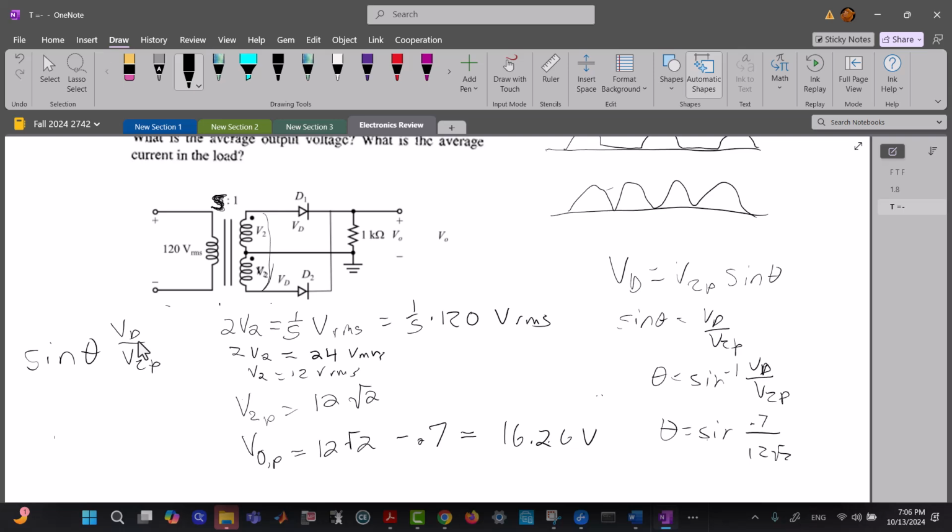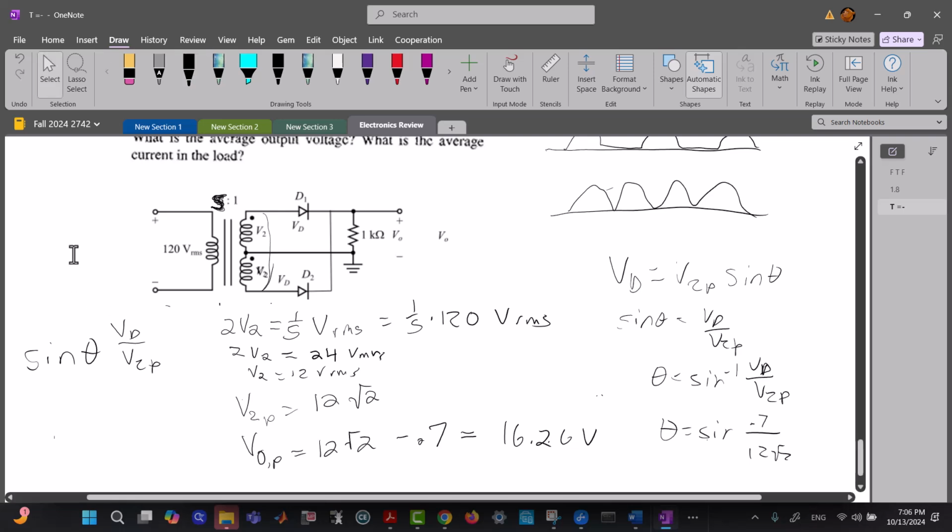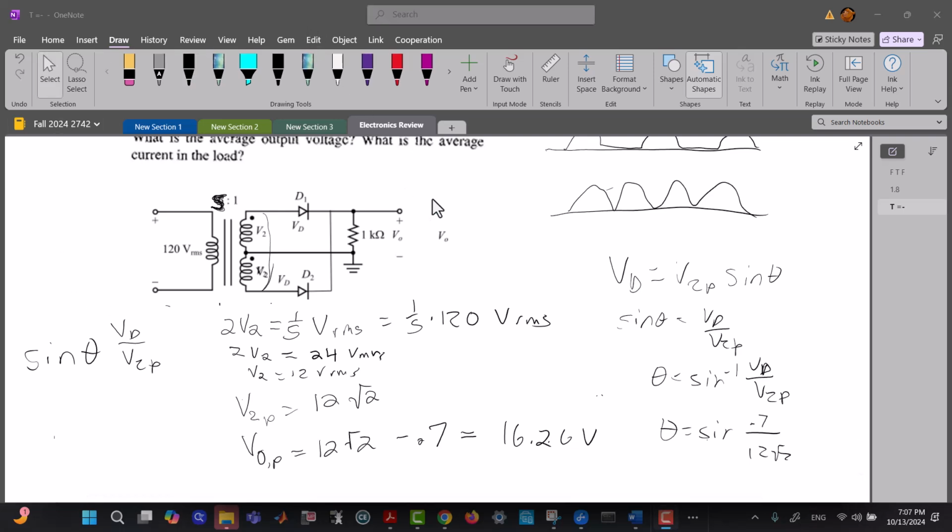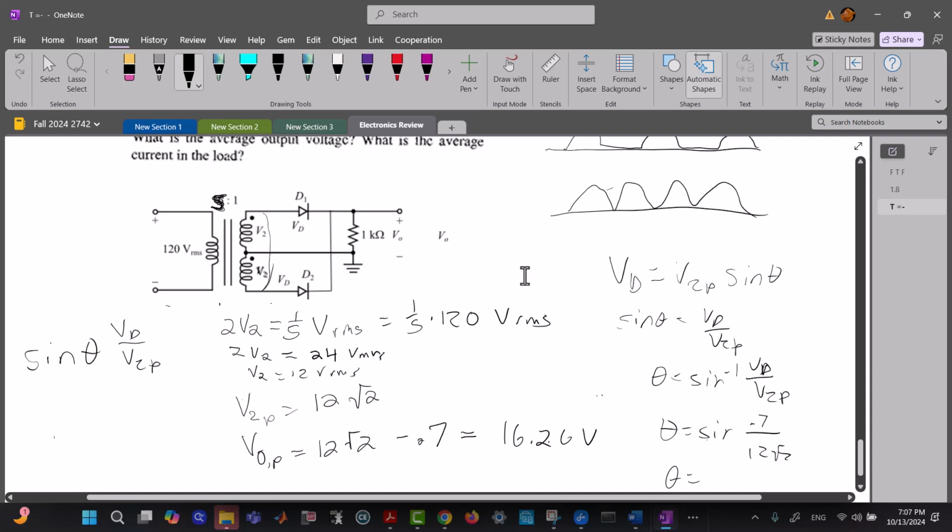Let me get my calculator in degrees. Do I want it in degrees? No, I did not want it in degrees. I want it in radians. And I get that theta equals 0.08259 radians.